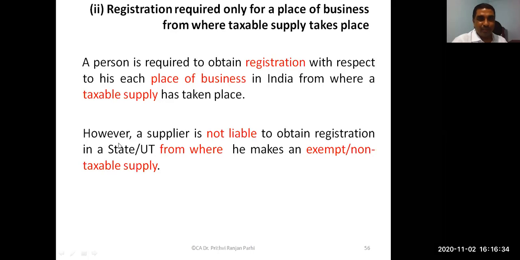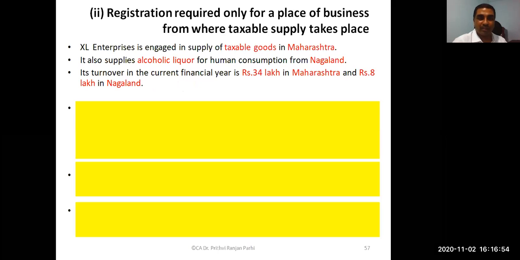That concept is explained here. In this sentence, if you read, a supplier is not liable to obtain registration in a state or union territory where he makes exempt or non-taxable supplies. If he is making some exempt supplies or non-taxable supplies, then registration is not required. Otherwise, he has to get registration from all the states from where he is making supplies.